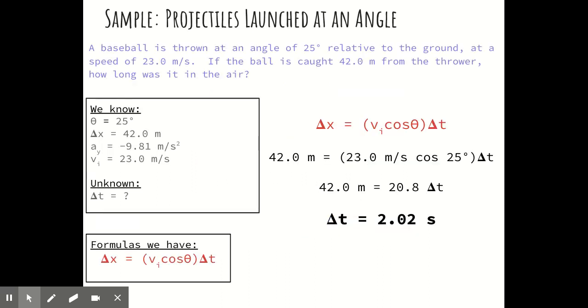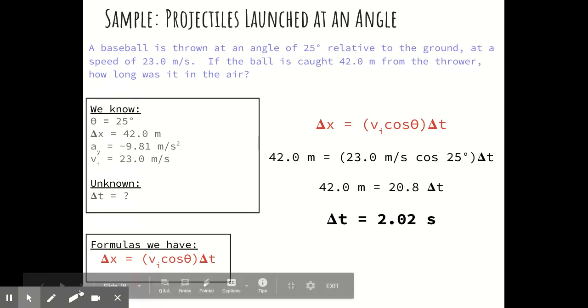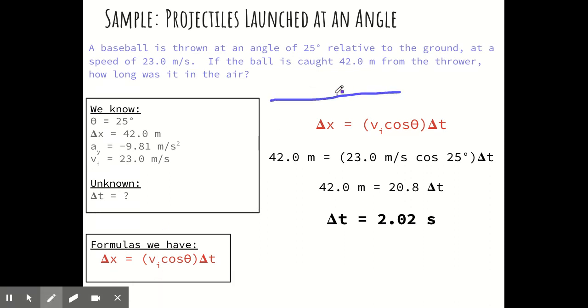So here's an example. You have a baseball thrown at an angle of 25 degrees relative to the ground at a speed of 23 meters per second. If the ball was caught 42 meters from the thrower, how long was it in the air? Okay, so we're throwing it at an angle of 25 degrees relative to the ground. Let me get a pen here. If the ground's here, we're saying the baseball's thrown here. So we have an angle of something we don't know yet. But we know the ball is going to keep going, right? And then somebody over here is going to catch the ball. He's going to be excited, right?